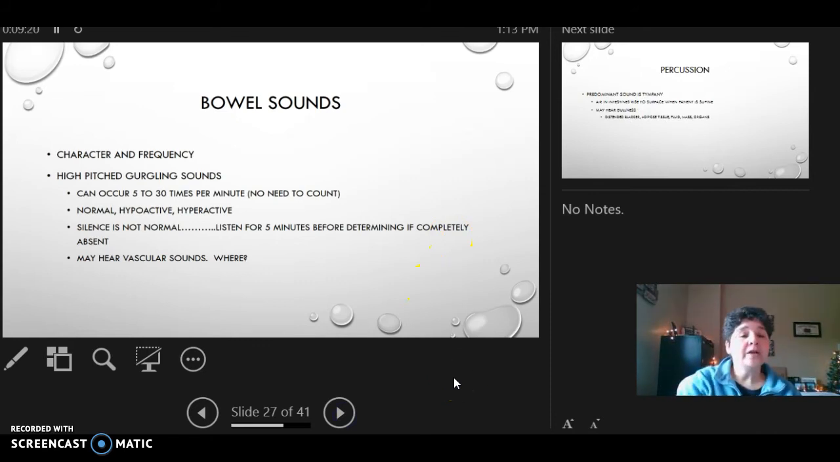Listening to the bowel sounds, you want to know the character of them and how often you have them. They are very high-pitched gurgling sounds. They can occur anywhere from 5 to 30 times per minute. You don't need to count them, okay? Just want to make sure that we have a minimum of 5 per minute. Fewer than that could be considered hypoactive, not as many as we would expect. They're hypoactive versus hyperactive. So 5 would be hypoactive, 30 would be hyperactive, and we would expect somewhere in the middle.